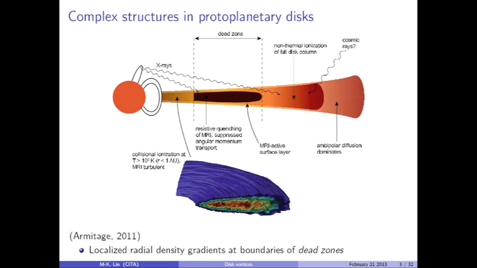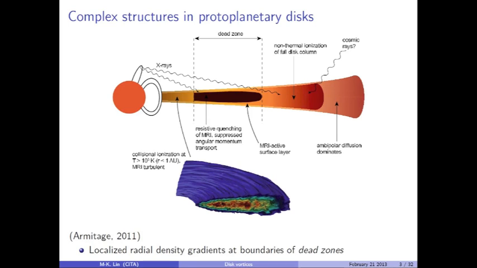Now, if you have a structured disk like this, you might expect at the boundary between a dead zone and the active region, so in this region here, to involve localized radial gradients in the disk. In that case, you can then ask, well, what are the stability properties of these localized gradients in the disk? And if they are unstable, what are the possible consequences on disk evolution and planet formation?